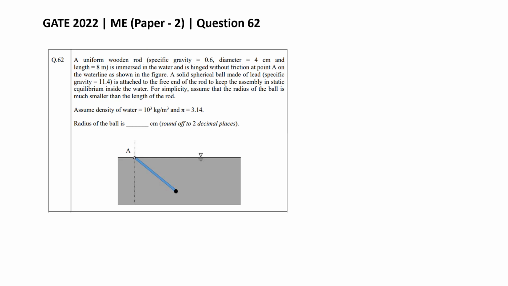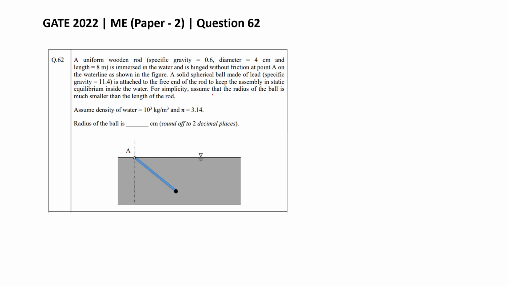So a uniform wooden rod, and they have given us some properties of this rod, properties like the specific gravity, diameter, and the length, so the dimensions, is immersed in the water and is hinged without friction at point A. So it has been hinged here, and it is assumed that it's a frictionless hinge. A solid spherical ball made of lead, they have some ball here, is attached to the free end of the rod to keep the assembly in static equilibrium inside the water. So the whole of this assembly is in static equilibrium.